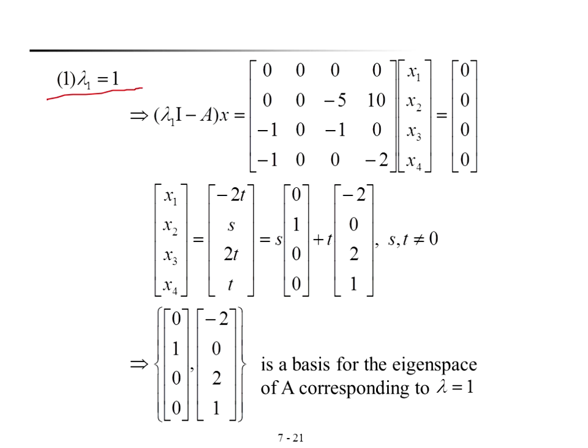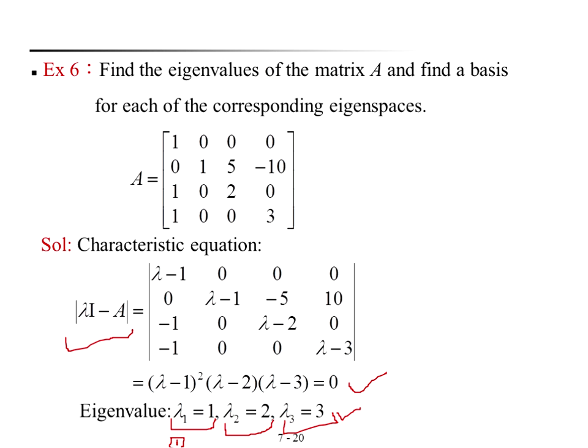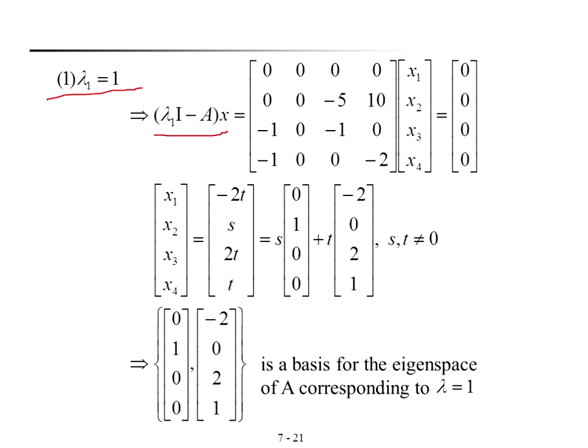So for lambda is equal to 1, the eigenvector equation is lambda I minus A times x is equal to 0. Put lambda is equal to 1 here: 1 minus 1 is equal to 0. So I get 0 here, and whatever the matrix is, I get this matrix, and it is equal to 0. Similarly, solve this matrix.